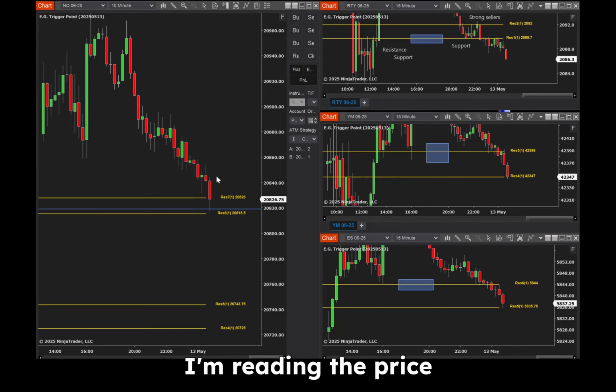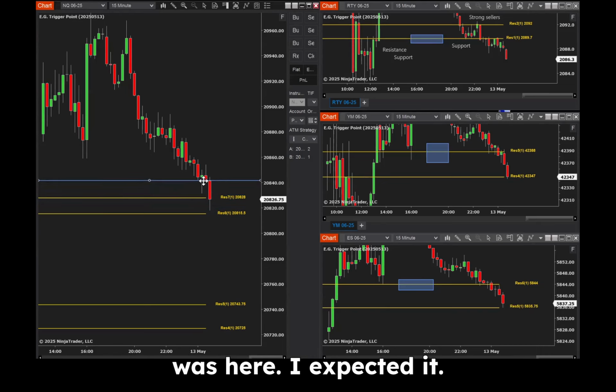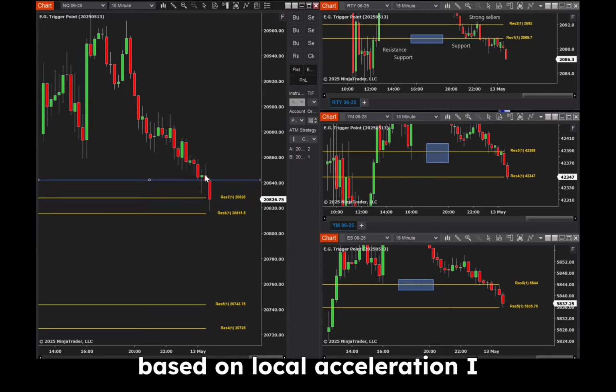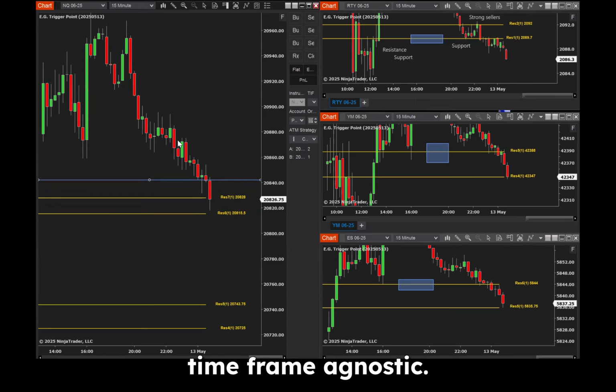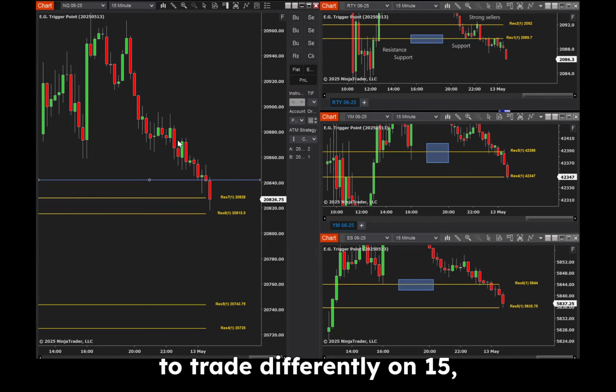I'm reading the price action tick by tick. This is how I read the price action. I expected, when NQ was here, I expected it to break based on local acceleration I observed in its movement. It could be observed on 15, 5, 1, it doesn't matter. In general, guys, my approach to trading is time frame agnostic. To me, it doesn't make any sense to trade differently on 15, 5, 1, or 2 minutes. I trade off key levels that are fixed and they have nothing to do with the time frame.